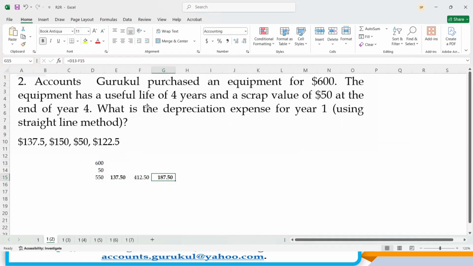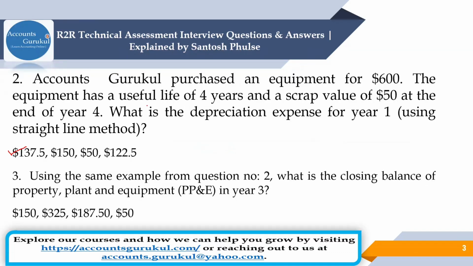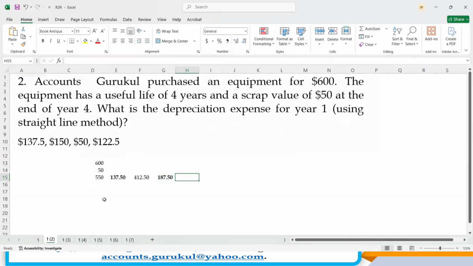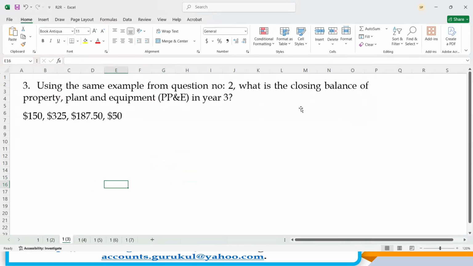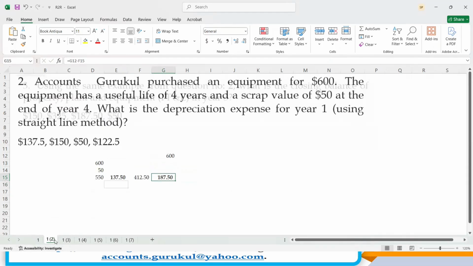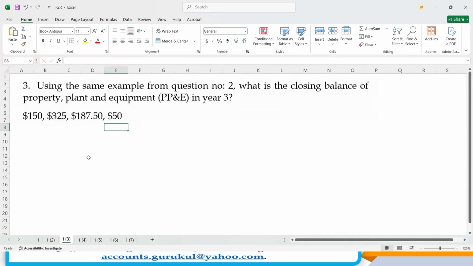412.50. So your closing balance of the assets by end of the 3 years is 187.50. And how? So your depreciation per year is 137. So for the 3 years, that's a 412.50. Your assets value is 600. 600 less 412. So your value is going to be 187.50. That's your closing value of plant and equipment by third year.